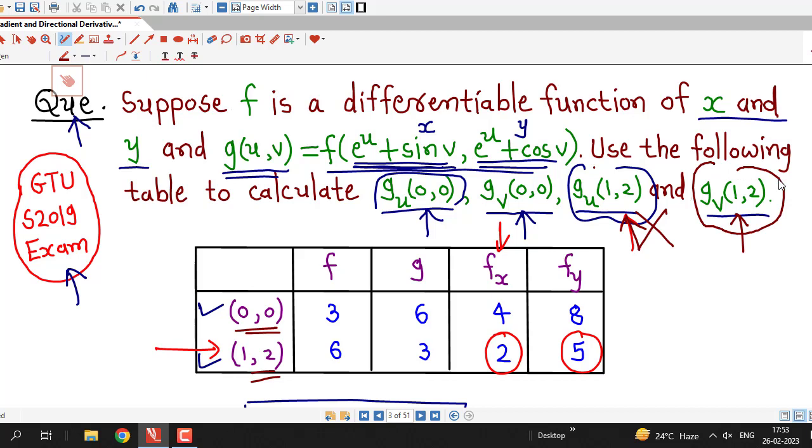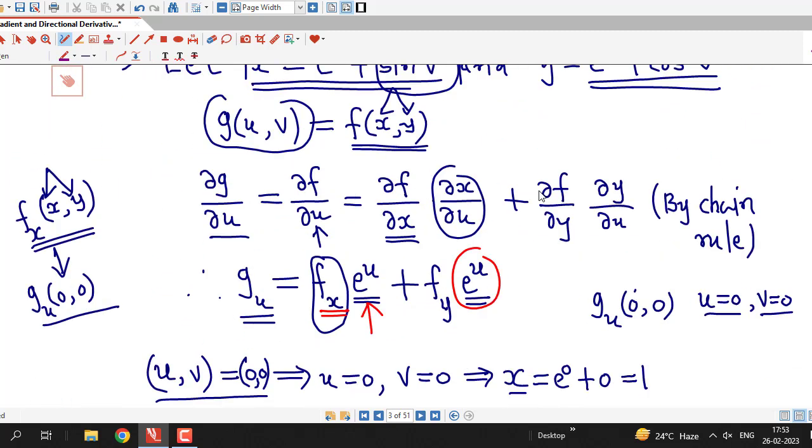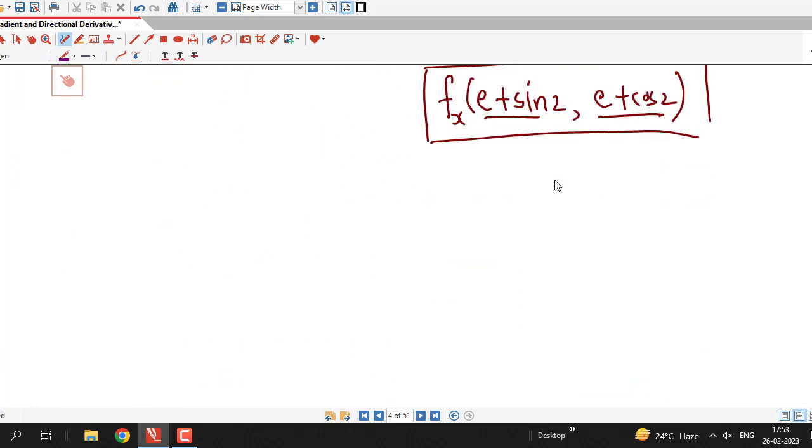Here also we require values of del f by del x and del f by del y at this point, e plus sin 2, e plus cos 2. So we ignore these two derivatives, and we stop our lecture by calculating this value, del g by del v at 0, 0. So now we write down the formula for del g by del v, and we have g of u, v equal to f of x, y.